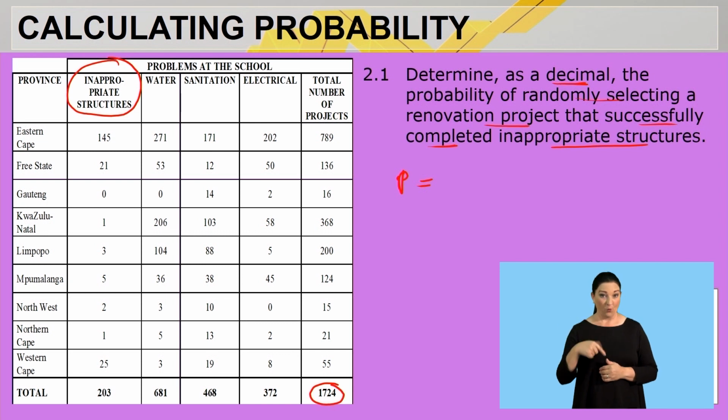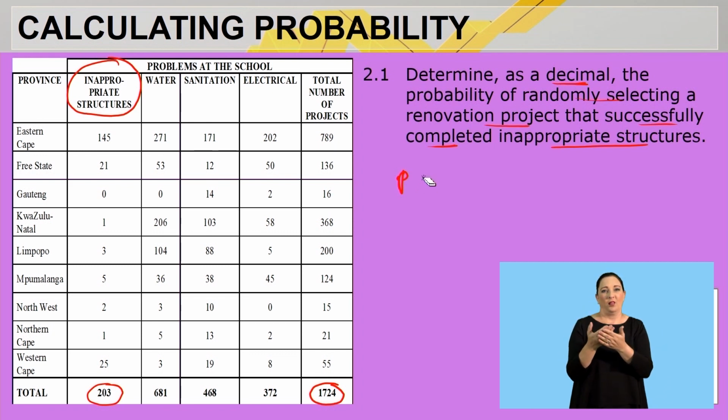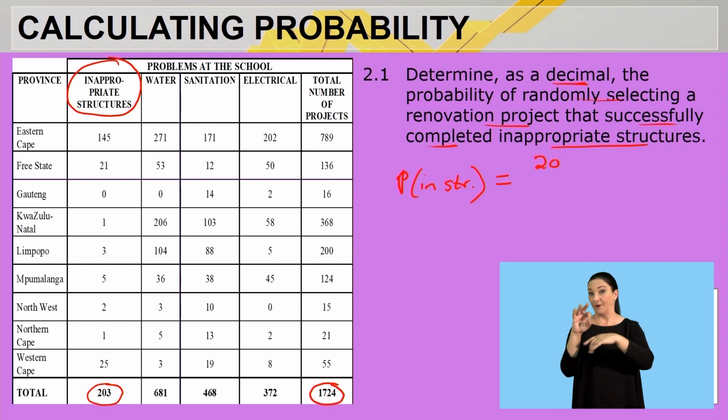It's 1,724. We agree, right? So therefore, I'm going to look now at the total number of inappropriate structures. And I call that my favorable outcomes because I have to work with inappropriate structures. So I will say the probability, and I'm just going to say of inappropriate structures. Can I do it like that? You will know what that abbreviation is for. Inappropriate structures is where the favorable outcomes will be 203 over the total number of possible outcomes, which will be 1,724. Guys, I hope that is clear to you.